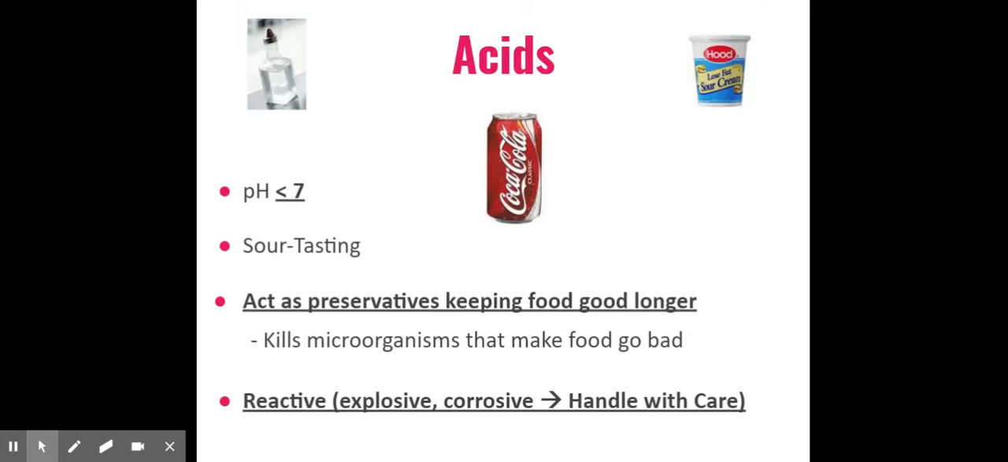An acid is any typically liquid with a pH balance of less than 7. They are typically sour tasting and they act as preservatives to help keep food good longer. They do this by killing microorganisms that make food go bad. Acids are very reactive, which means they are explosive, and corrosive, which means that they can eat away at things. And so we should handle them with care. Some acids that you might be familiar with are sour cream, pop, or soda, and then vinegar over here. Can you think of some other things that might qualify as an acid that you use on a regular basis?